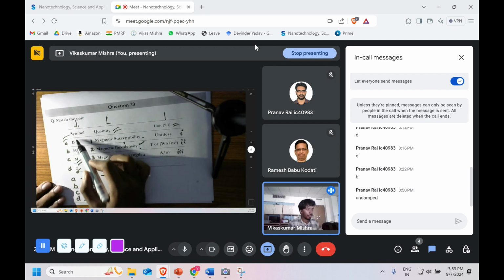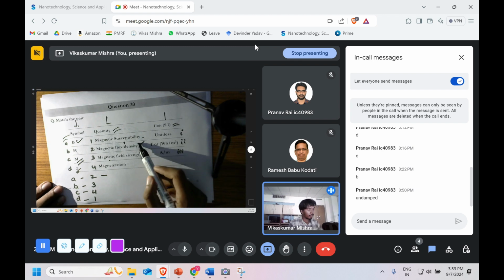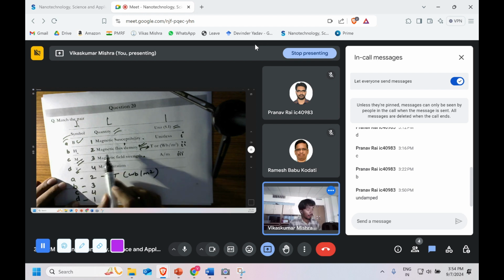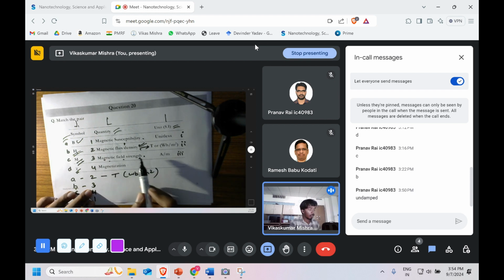Now, we have to mark their corresponding units. That is B, which was the magnetic flux density. We need to mark what its unit will be, and that is nothing else but the Tesla. We can also call it Weber per meter square. Now H, that is the magnetic field strength. Now this one is nothing but amperes per meter. So this was second, and this will be the third one.